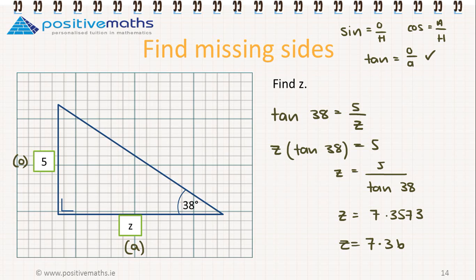Just want to note the order in which I've done things here. So in this question, I didn't find the tan of 38 until I filled it into the calculator here. So I've just done it in a different order, but I will still get the same answer.